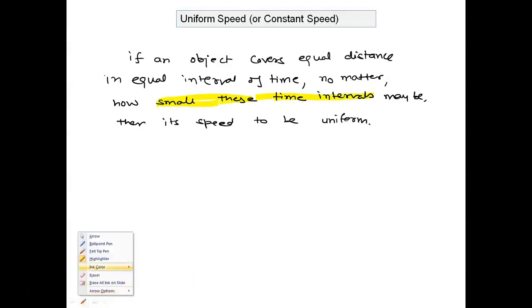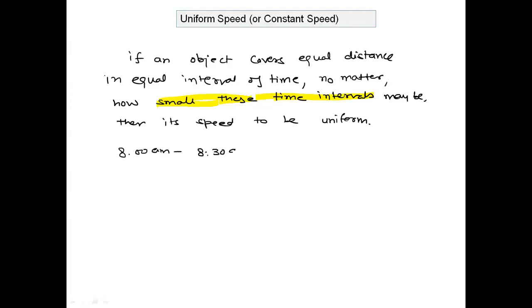What I want to convey to you, suppose you are traveling at 8 am, and from 8 am to 8:30 am you cover the distance of 1 kilometer. Next 30 minutes, again you cover 1 kilometer and so on. Dear students, we are calculating that in 30 minutes you are covering 1 kilometer. But the important thing is that this time interval should be as small as possible. Of course we can say in 30 minutes we are covering the 1 kilometer distance.